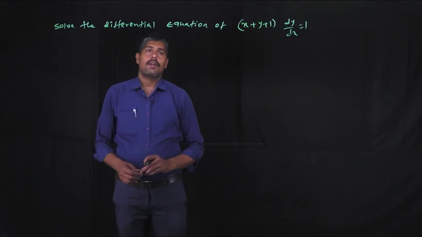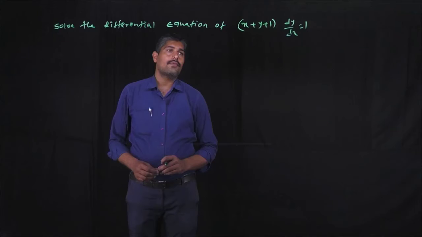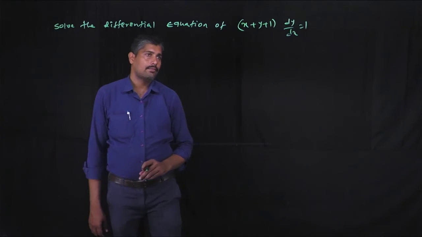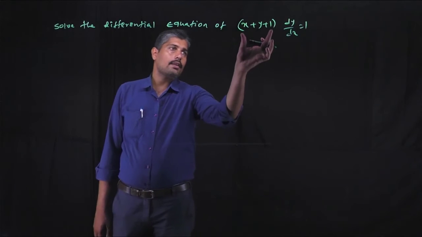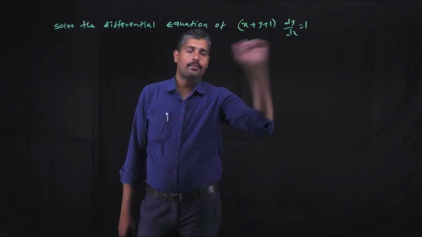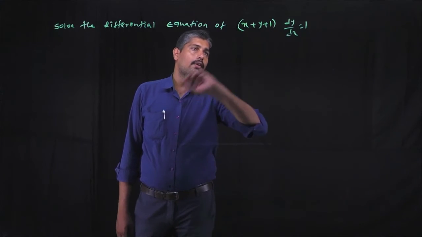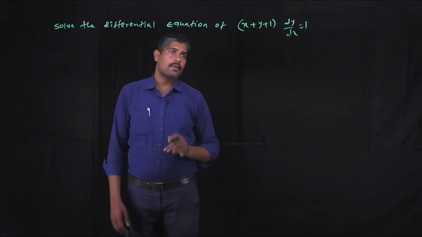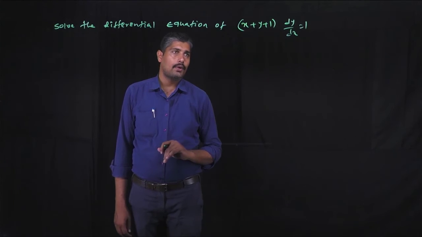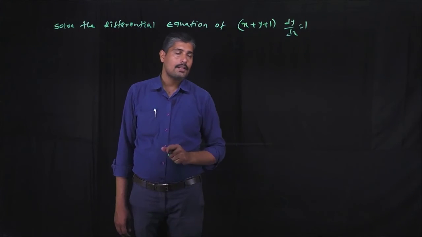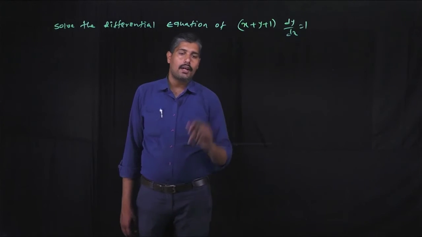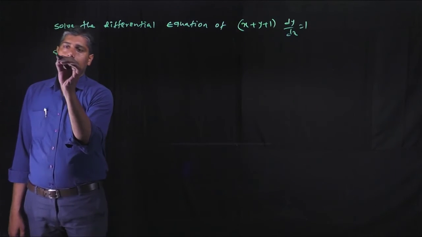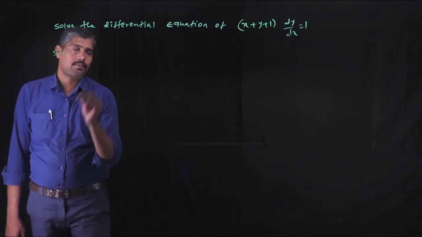Next one, solve the differential equation x plus y plus 1 into dy by dx equal to 1. Suppose given equation we take right side, that is dy by dx equal to 1 by x plus y plus 1. Is this solved by using variable separable method? No. Is this homogeneous? No. Is this non-homogeneous? No. That's why check whether this is linear or not.